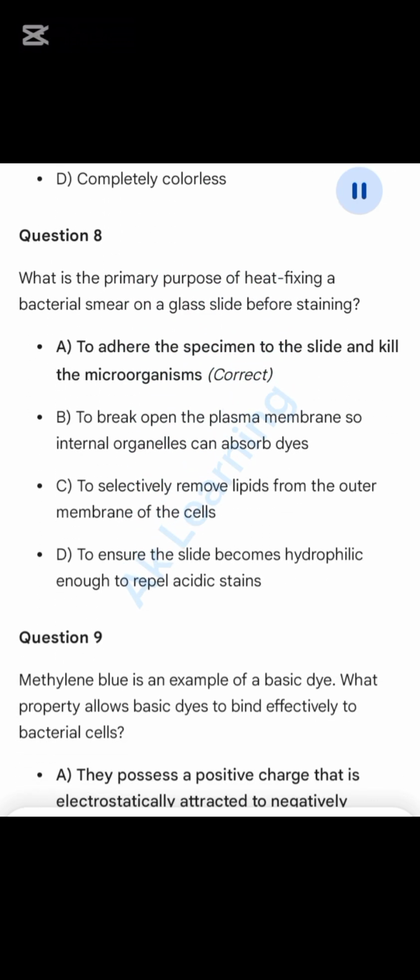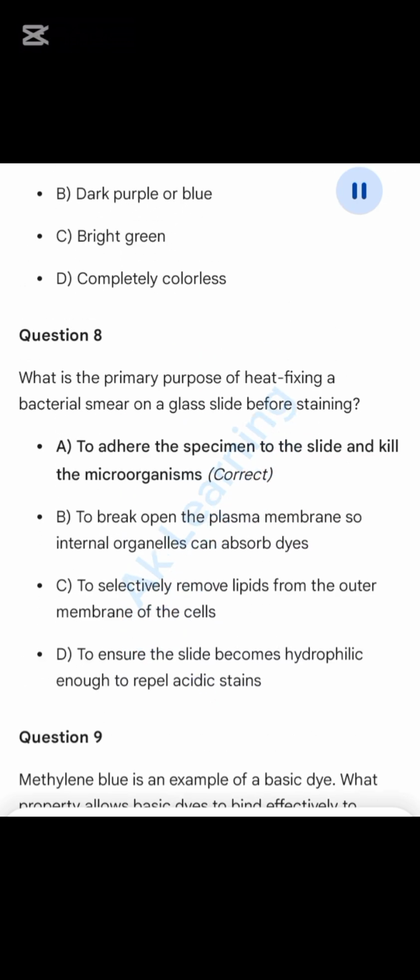Question 8. What is the primary purpose of heat fixing a bacterial smear on a glass slide before staining? A. To adhere the specimen to the slide and kill the microorganisms. Correct. B. To break open the plasma membrane so internal organelles can absorb dyes. C. To selectively remove lipids from the outer membrane of the cells. D. To ensure the slide becomes hydrophilic enough to repel acidic stains.